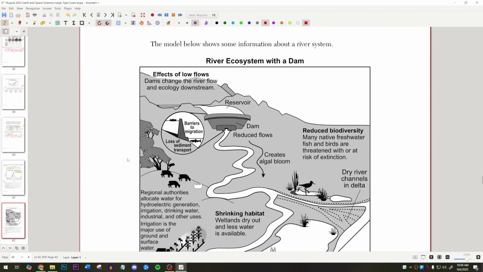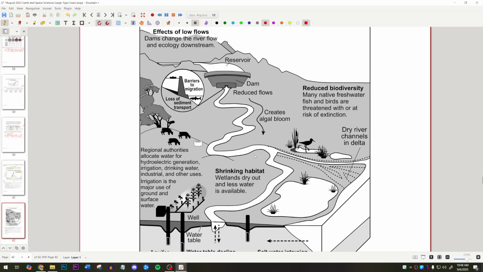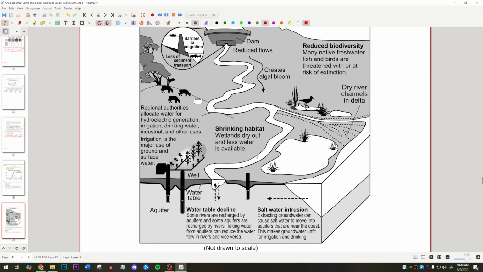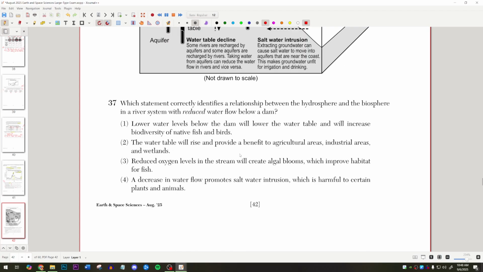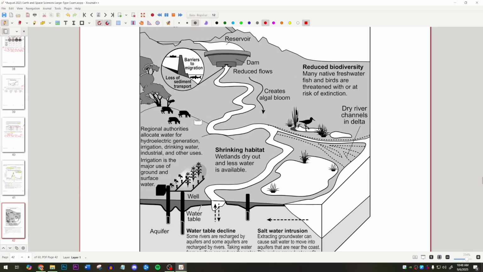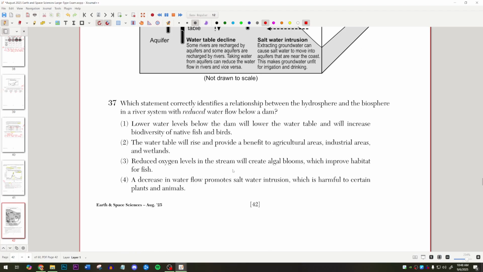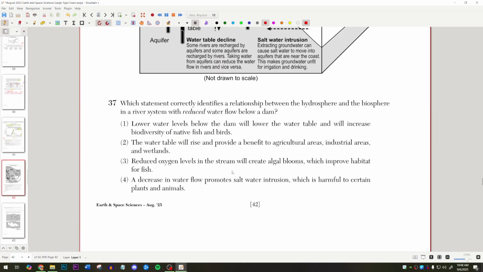Okay. River ecosystem with the dam. See, again, we're three-quarters of the way through the test. There is so much information on here that I'm not even going to look at it right now. I'm going to go down and read the question and see if I can then use it to get the answer. Because it's just too much. I'm not going to waste my energy going through all of this to maybe not even have to use most of it. So we'll see. How many questions are there? 2 for this one. Okay.